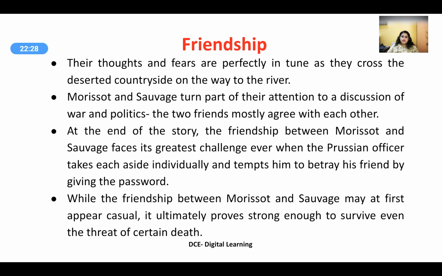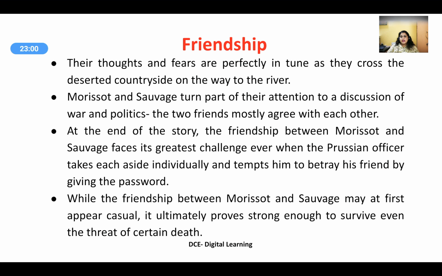Their thoughts and fears are perfectly in tune as they cross the deserted countryside on the way to the river. Morisot and Sauvage turn part of their attention to a discussion of war and politics. The two friends mostly agree with each other. Usually when two friends start a discussion, it tends to go haywire, one becoming angry with the other. But here we can see that though at times the friends disagreed on something or the other, they did not have that negativity.